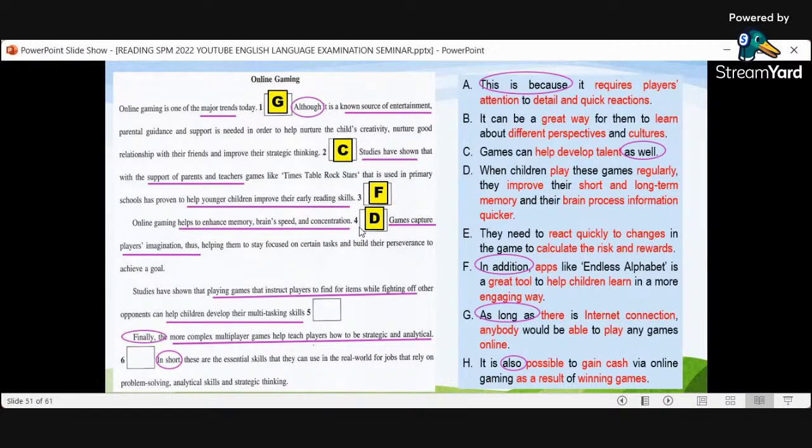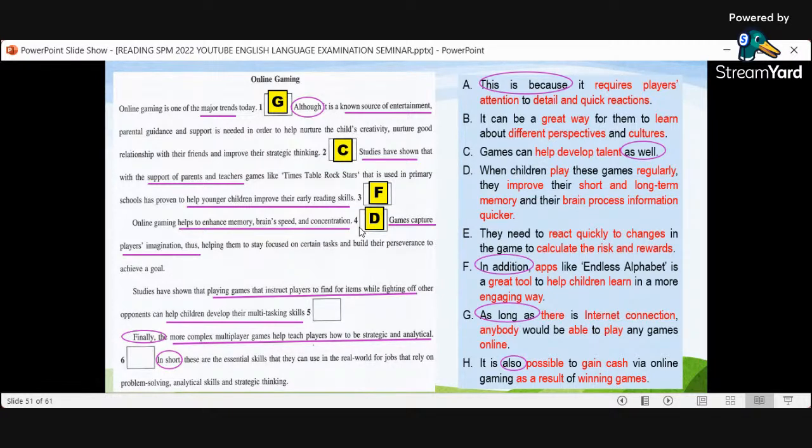D, when children play these games, they improve their short and long-term memory and their brain processes information quicker. So that goes very well with the sentence before, and then it continues with the sentence after. Games capture players' imagination. Right, now you have the next paragraph 3.